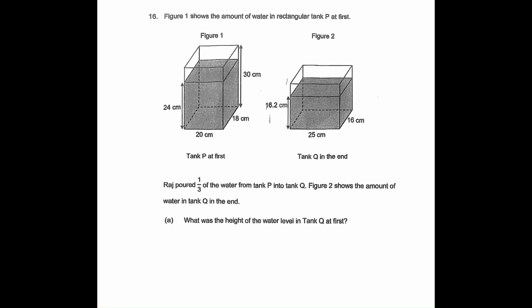Question 16 is a volume question. Okay, figure 1 shows the amount of water in rectangular tank P at first. So not full, only up to 24 cm. Rush poured 1/3 of the water from tank P into tank Q. Figure 2 shows the amount of water in tank Q in the end. So I need to find what is 1/3 of the water from tank P.